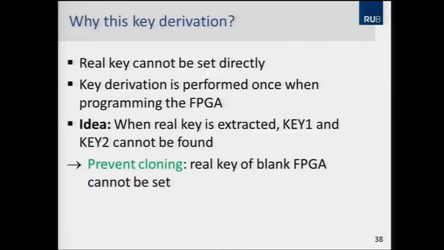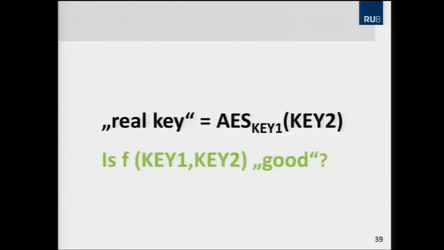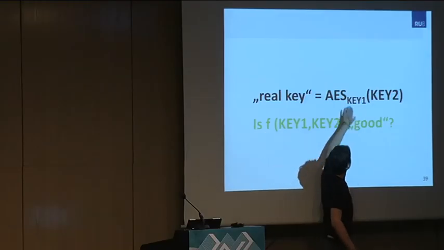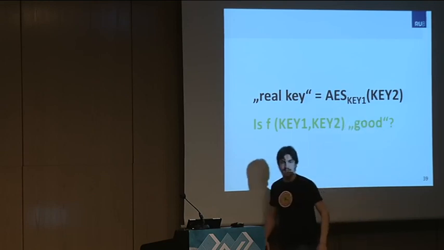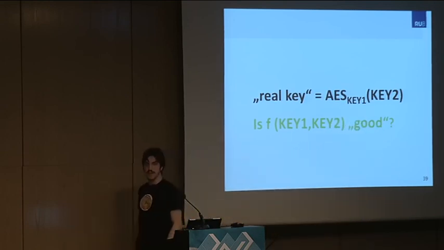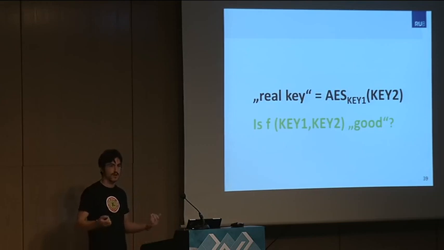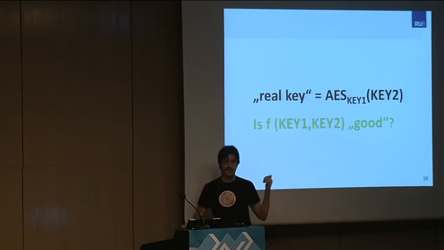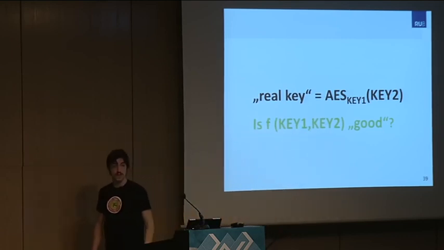So we looked at this and found it's constructed like this after some weeks of reverse engineering. The real key is derived by taking key 2 and AES encrypting it under key 1. This should be a function that only works in one way, so it should be hard to get back from here to key 1 and key 2 that generate a certain real key. So is this a good option?